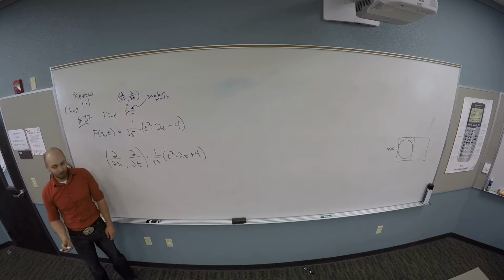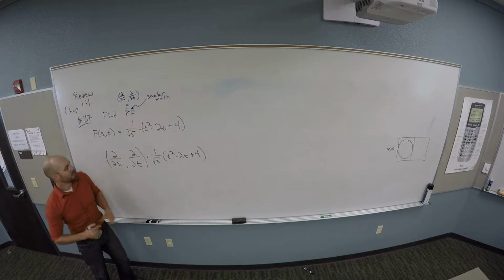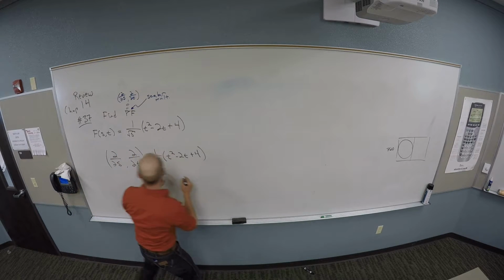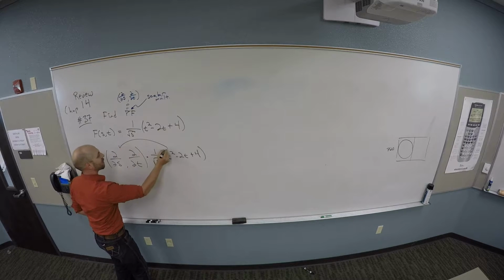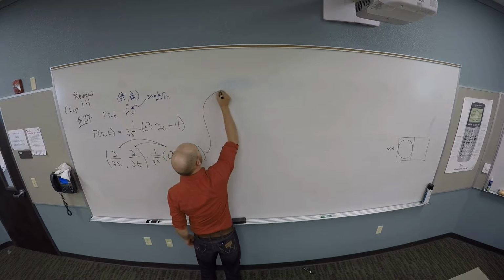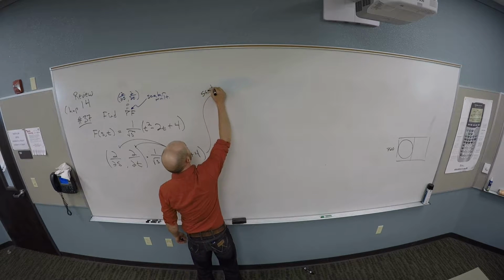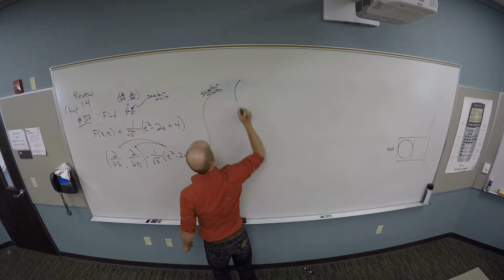And on this one, I probably don't want to distribute. Why? It's already broken out. Yeah, because this is broken up nicely. So if I do this scalar multiplication, this guy's going to have to go into both bits. I'm going to get a vector.